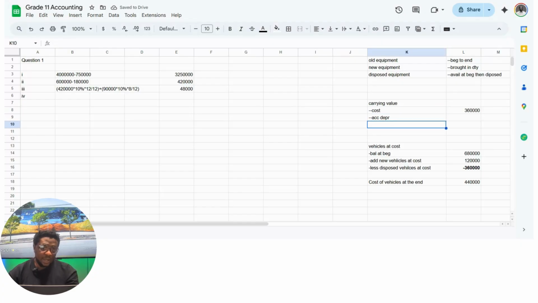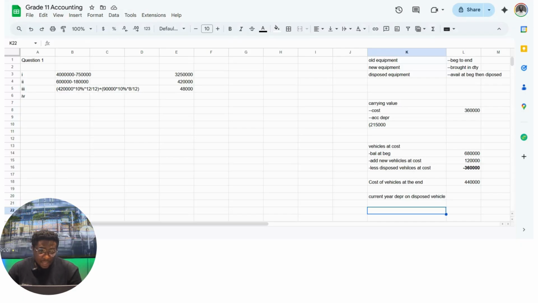Then the next thing is to work out the accumulated depreciation. Now we know that in this accumulated depreciation, we already have 215,000, right? And then we need to work out the current year's depreciation on this vehicle. So current year depreciation on disposed vehicle. Okay, so we know that we are using the diminishing balance method. Sorry, we're not using the diminishing balance method, but we're using the cost method.